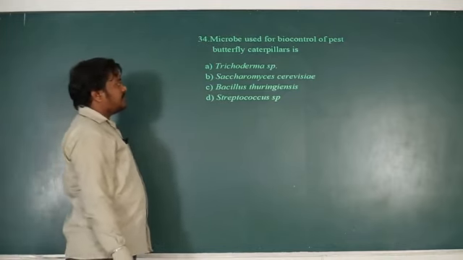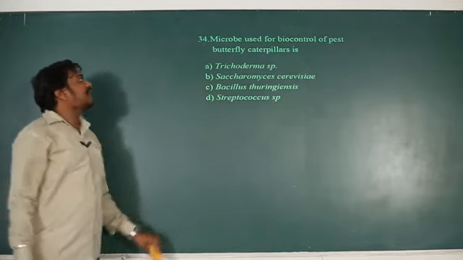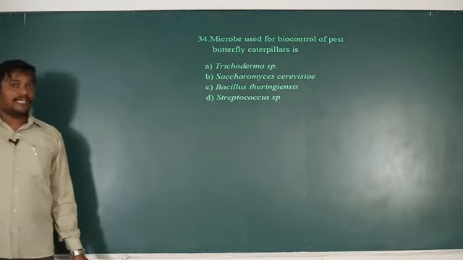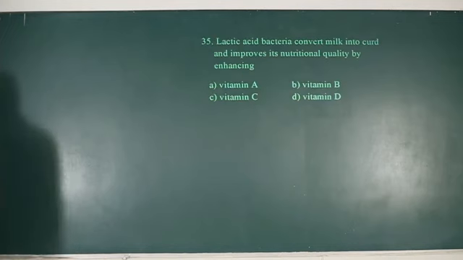Saccharomyces cerevisiae is a yeast. Then from a Streptococcus species, streptokinase can be isolated. Okay, and even some Staphylococcus species are also there. Then question 35.